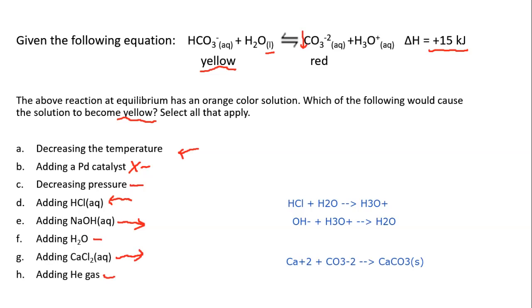So the ones that will cause the solution to turn more yellow will be the ones that shift to the reactants. So that would be A and D.